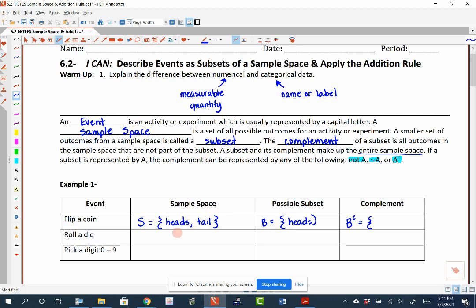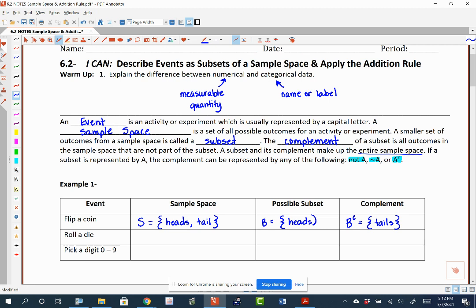So my sample space was heads and tails. My subset was just the heads. So my complement has to be everything that was not a part of the subset. Heads was my only one, so the tails was the one that was missing. So my complement is everything that wasn't inside. That would be my tails. Let's look at the next one.